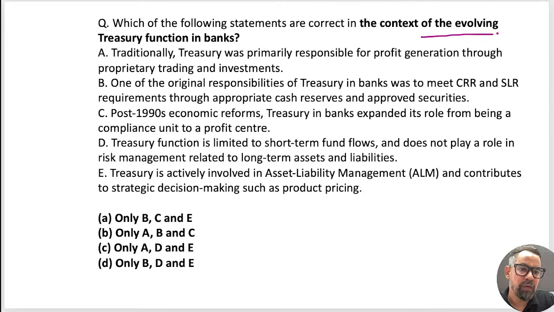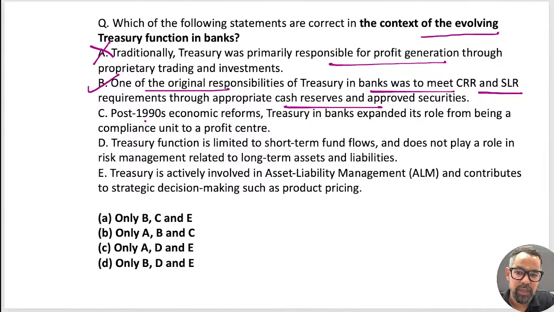So in the context of the evolving treasury function in India, you have to find out the correct one, right? Traditionally, treasury was primarily responsible for profit generation. No, one of the organizational responsibilities of treasury in a bank is to meet CRR and SLR requirements through appropriate cash reserve and approved securities. After the 1990s economic reforms, treasury in banks expanded its role from being a compliance unit to a profit center.